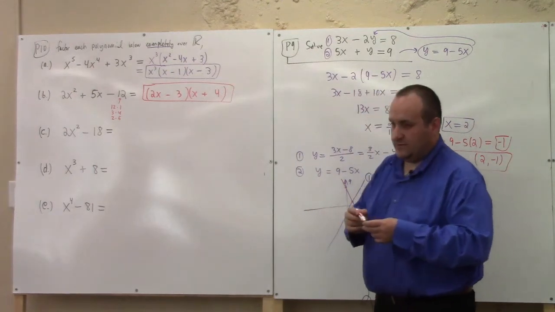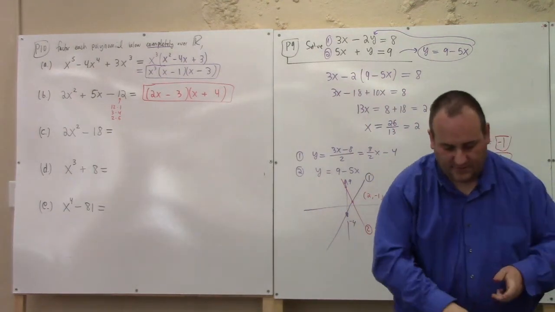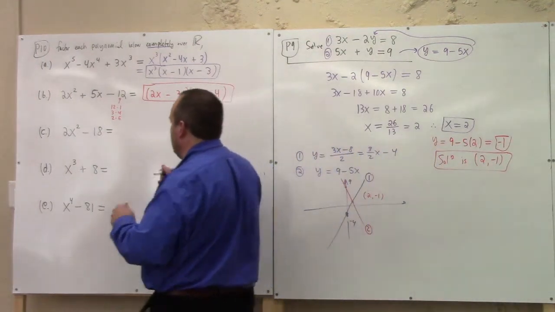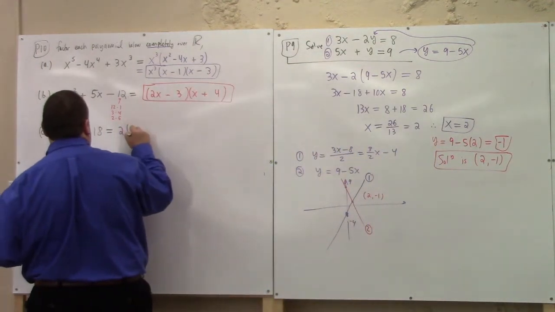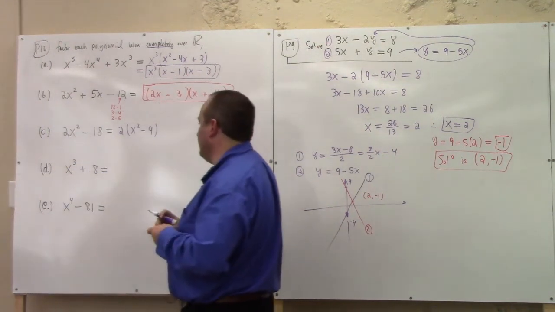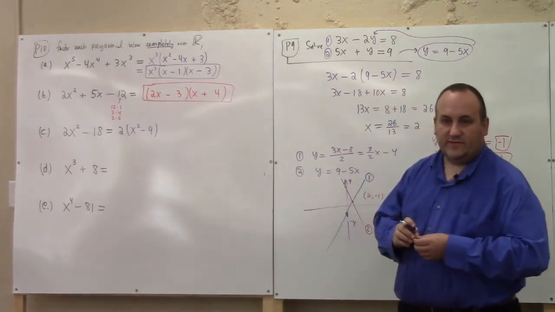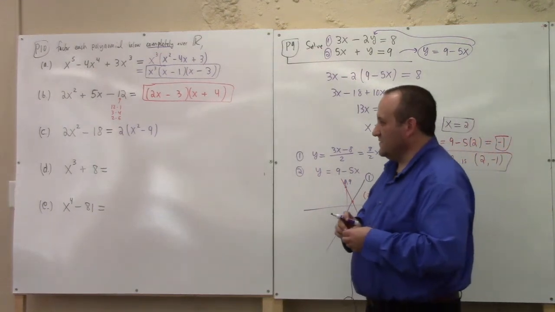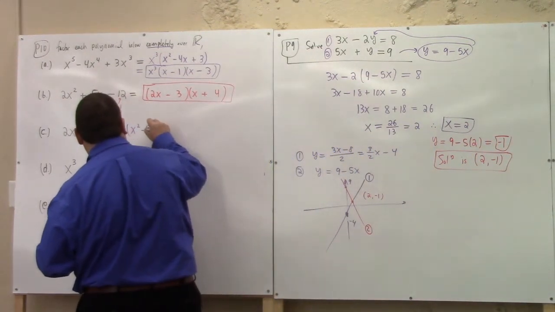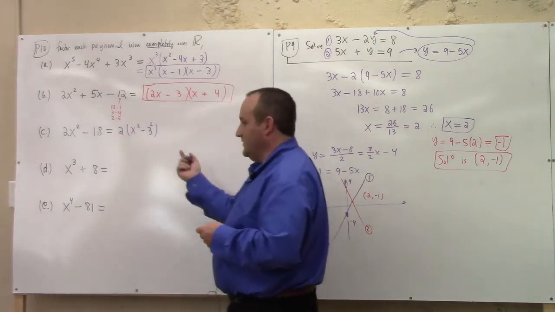The next one is I think a little bit easier, right? I would say to start with, factor that 2 out, right? We've got 2 times x squared minus 9, right? Let me suggest that we write 9 instead as 3 squared, right? See, now we have the difference of squares.